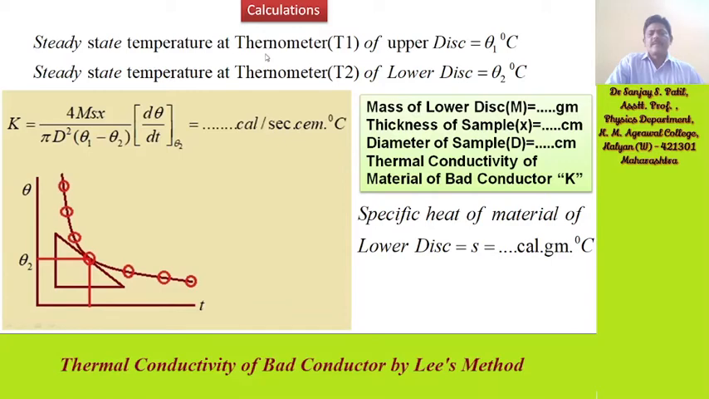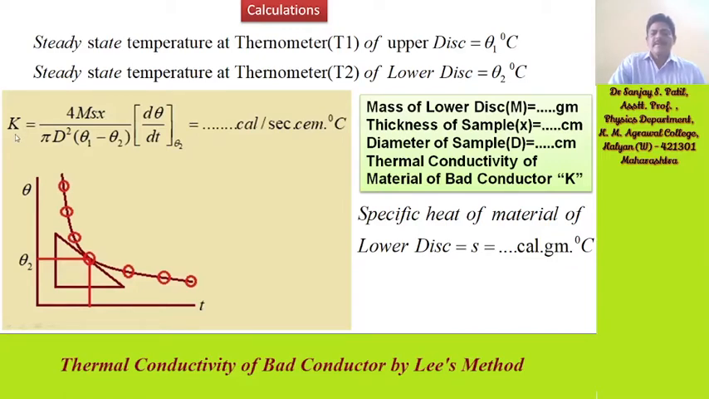Steady state temperature at thermometer T1 of the upper disc is theta 1 degree centigrade, and steady state temperature at thermometer T2 of the lower disc is equal to theta 2 degree centigrade. Mass of lower disc, capital M, in grams. Thickness of sample, x, in centimeter. Diameter of sample, capital D, in centimeter. Thermal conductivity of the material of the bad conductor, that is capital K, and specific heat of the material of the lower disc, which is small s, is equal to calorie per gram degree centigrade.